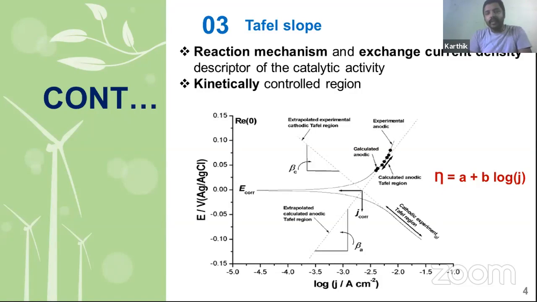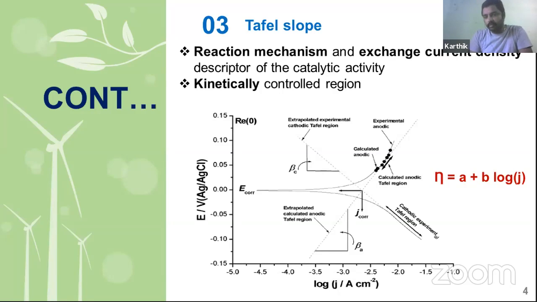So how can we determine this Tafel slope? By means of polarization curves. This is an example of a polarization curve which consists of many regions, but which point is suitable for the Tafel slope measurement? The kinetically controlled region, that is the slow rate step, the rate determining step points, are considered as the kinetically controlled region, which is chosen for the evaluation of Tafel slope using the Tafel equation, which is eta equals a plus b log j.